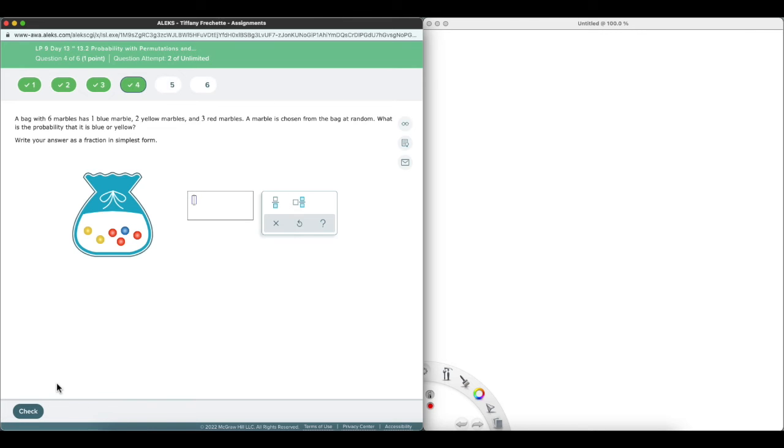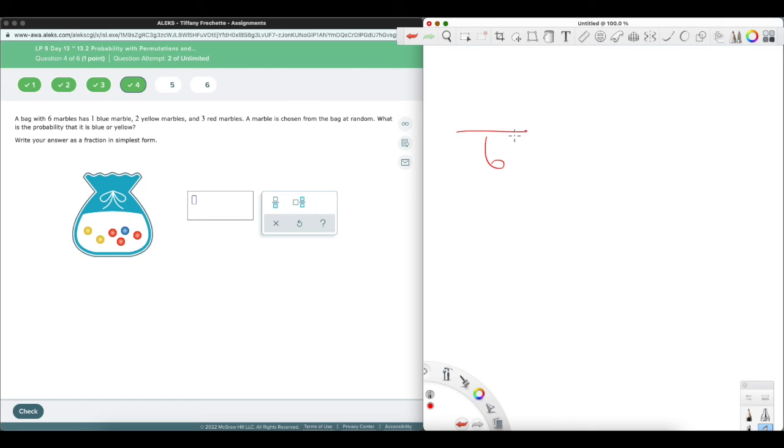A bag with 6 marbles has 1 blue marble, 2 yellow marbles, and 3 red marbles. A marble is chosen from the bag at random. What is the probability that it is blue or yellow? So first, for probability, I need to know the total number of outcomes. If I reach into the bag, what are all the different marbles that I could choose from? So I have 1, 2, 3, 4, 5, 6. So I have a total of 6 different marbles that I could choose. And I want it to either be blue or yellow. So there's 1 blue and 2 yellow, so that's 3.